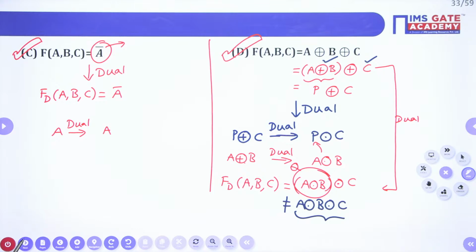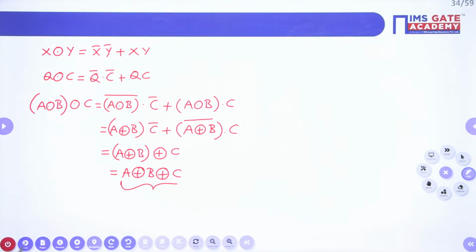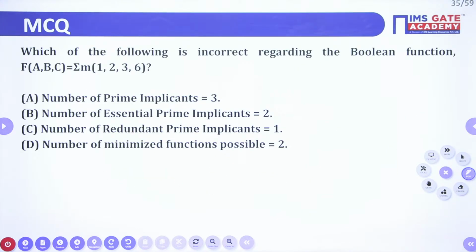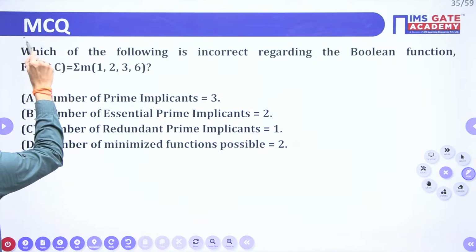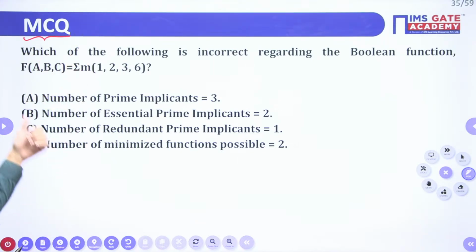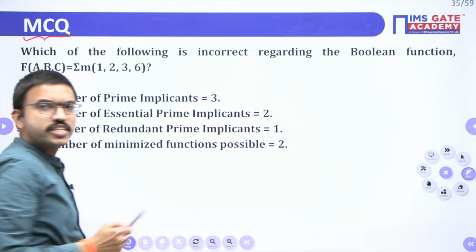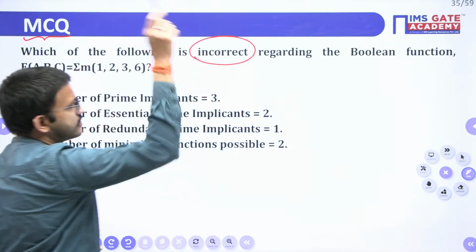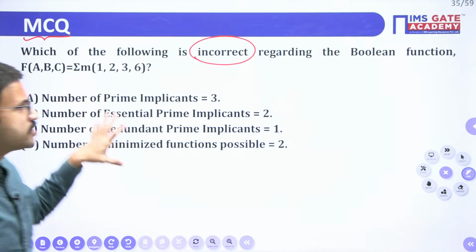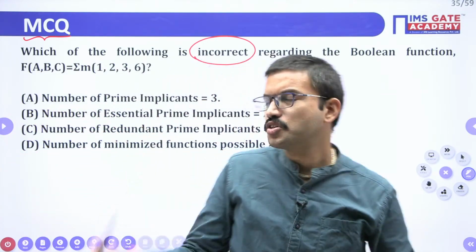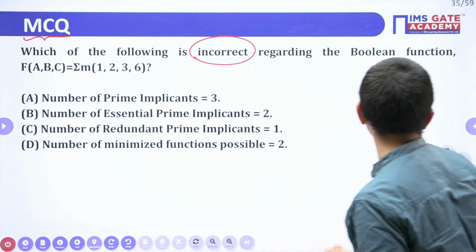Now the next question. Up to now we have discussed the questions related to Boolean algebra. Now we are going to discuss the questions related to K-maps. So this is the question, MCQ, that means only one option will be correct. So read the question carefully. Here they are asking incorrect. So whenever MCQ or MSQ questions are there, read the question carefully.